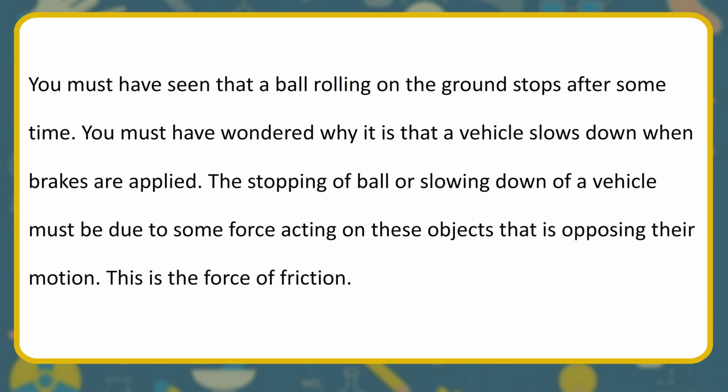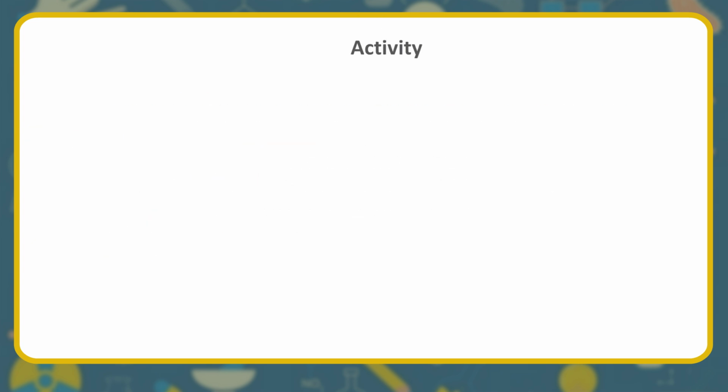You must have seen that a ball rolling on the ground stops after some time. You must have wondered why it is that a vehicle slows down when brakes are applied. The stopping of the ball or slowing down of a vehicle must be due to some force acting on these objects that is opposing their motion. This is the force of friction.